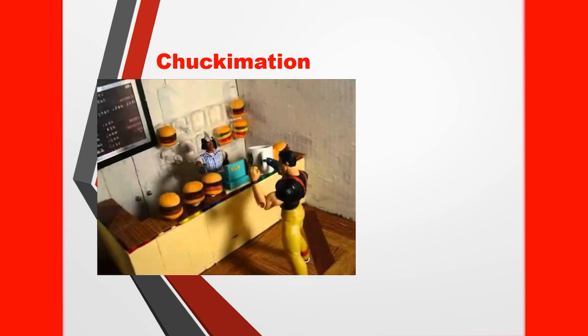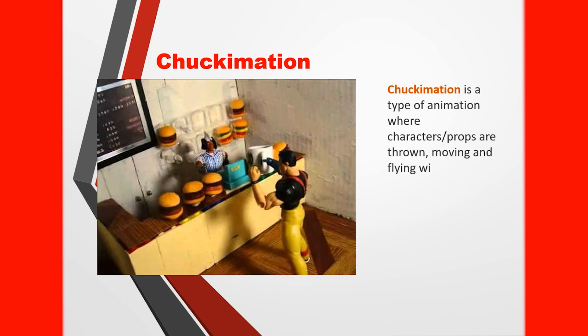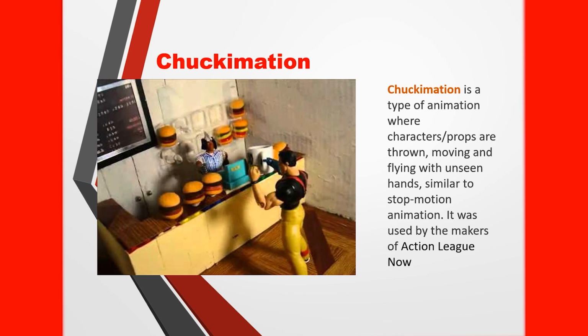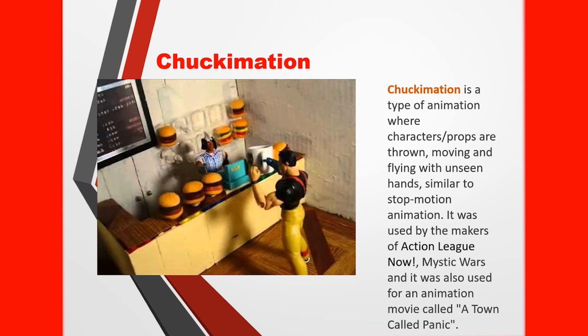Next is Chuckimation. It is a type of animation where characters and props are thrown, moving, and flying with unseen hands, similar to stop-motion animation. It was used by the makers of Action League Now and Mystic Wars, and it was also used for an animated movie called A Town Called Panic.